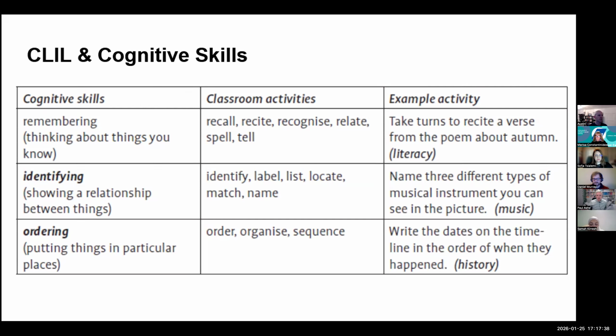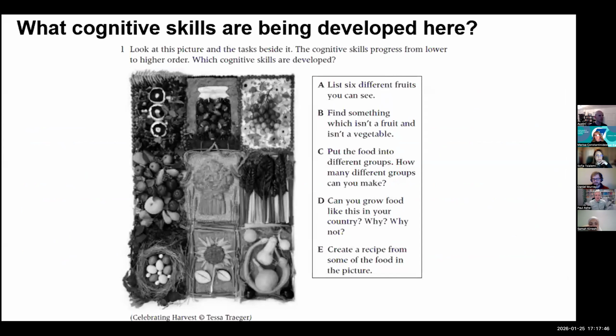So let's have a look at how this might be applied in a course book or an activity. What would you say are the cognitive skills being developed here? Look at the task. Identifying. Okay. It's quite easy. There's categorization, maybe in C as well. Yeah, certainly creating.